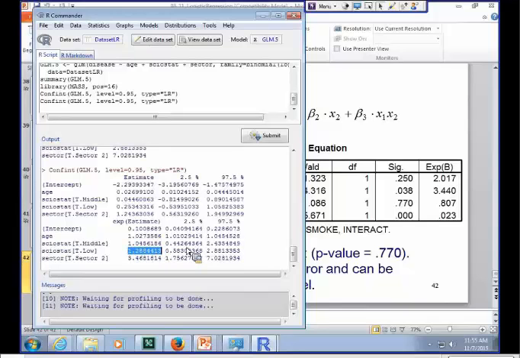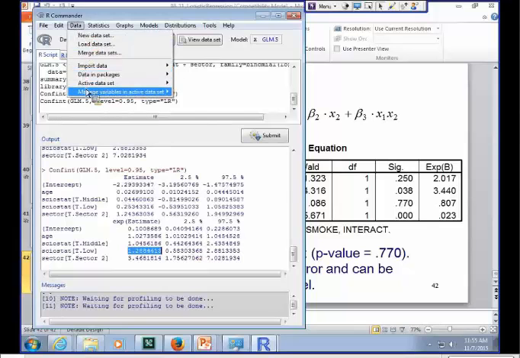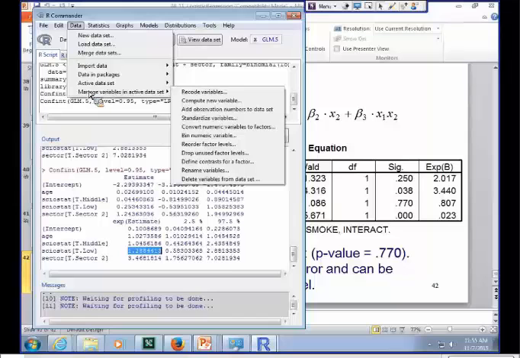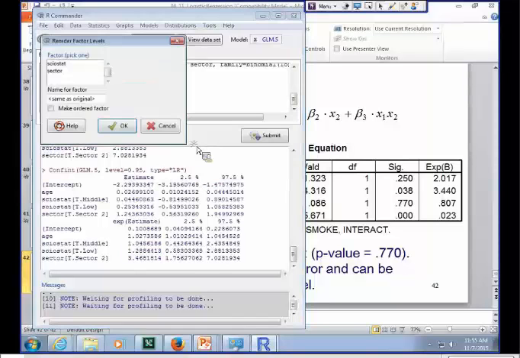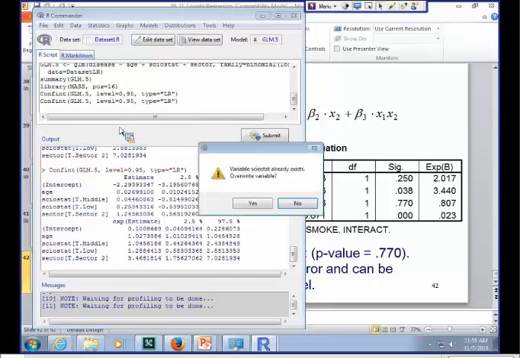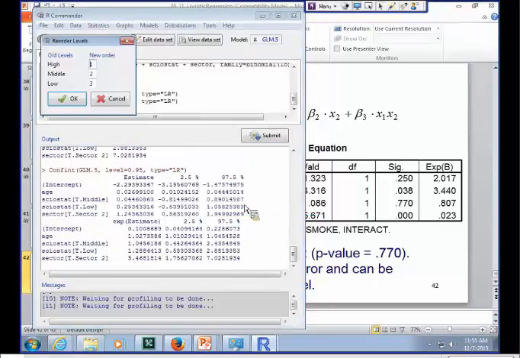Okay. If I insist I want to see the output just like SPSS, how do I do that? We can do that. If you click on Data, Manage Variables in Active Data Set, and go down to Reorder Factor Levels. Click on that. I want to reorder socioeconomic status. Let's click on socioeconomic status and click OK. And yes, I want to override the variable.